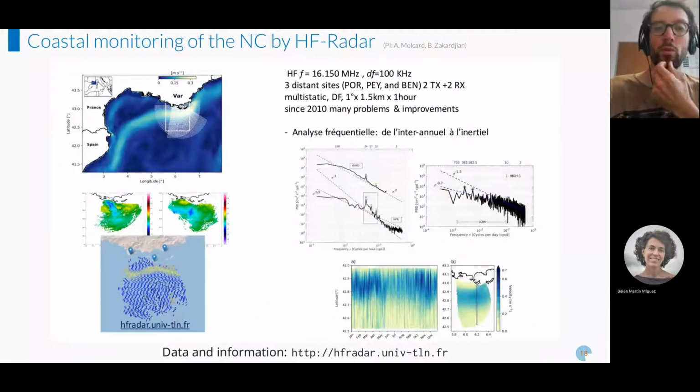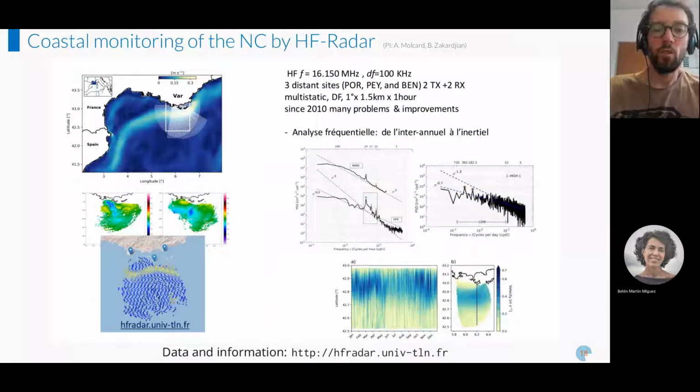So yes, and now a few words about another aspect of the observing system we have here, the HF radars. The HF radars, as I said, are just south of Toulon. As you can see on the map, it's located just before the Gulf of Lion shelf, and those HF radars have been operated since 2010. So it's a big data set now that's available online.